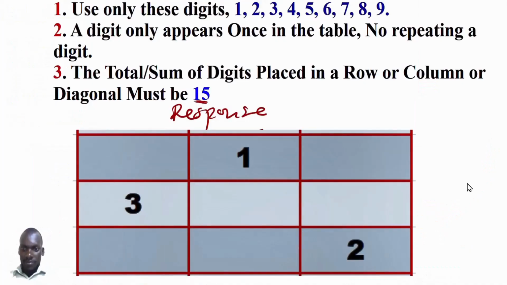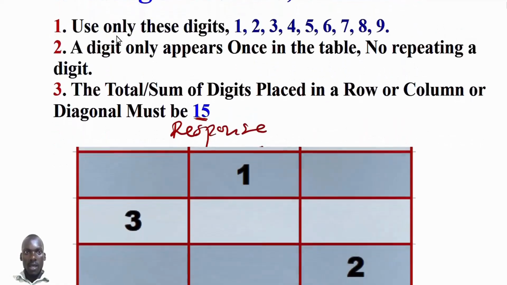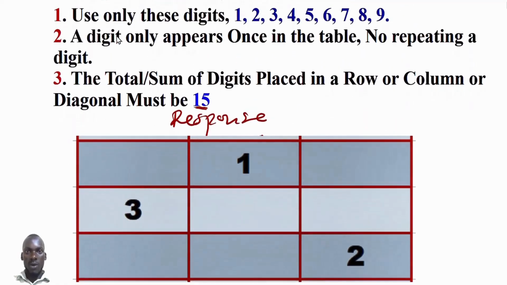Wow, you're welcome. Let us now try to go through it thoroughly by filling in the digits. So we are following the guiding rules. There are 3, so let us follow rule number 1: use only these digits 1, 2, 3, 4, 5, up to 9. Then 2, a digit only appears once in the table. We have to put into consideration all these rules for us to get this math trick correct. Then 3, the total sum of the digits placed in a row or a column or diagonal must be 15.